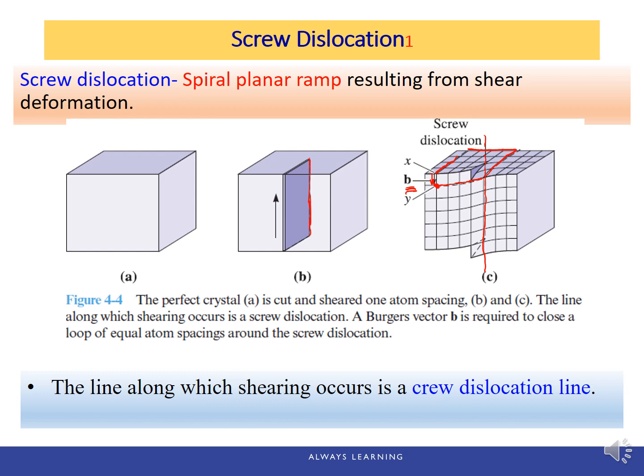So again, the line along which shearing occurs is the screw dislocation line, and it is still a linear line. And the symbol we use for screw dislocations is kind of this curvy line or a circle going around the screw dislocation, kind of like the moment vector symbol. So if this screw dislocation points up, and you use your right hand rule, we draw the screw dislocation symbol like this.